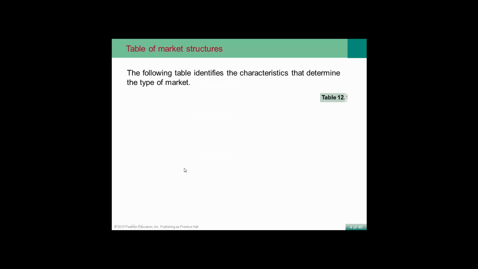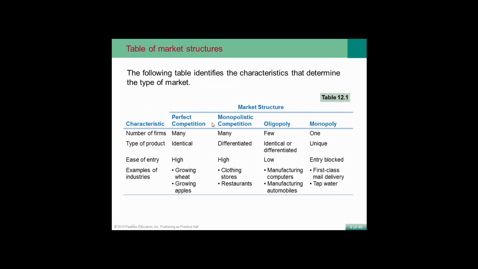Each market structure will be applicable to different real-world markets, and will give us insight into how firms in certain types of markets behave. So this is a really good table, Table 12.1, and it should be helpful for you. You should take notes on this. If it's a perfectly competitive market, these are the characteristics. We're going to talk about the number of firms, the type of product, the ease of entry, and then give examples. In perfectly competitive markets, there are many firms selling an identical product.